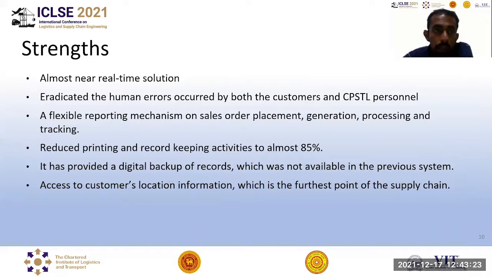So about the strengths of the application, this is almost a near real-time solution. Say there will be almost 1 minute delay between the mobile application and the web server and the SAP. So the total maximum delay should be something around 2 to 3 minutes. So it's almost a near real-time solution. It's not a perfect solution, but still, with respect to the existing solution which we have been using for the past decades.